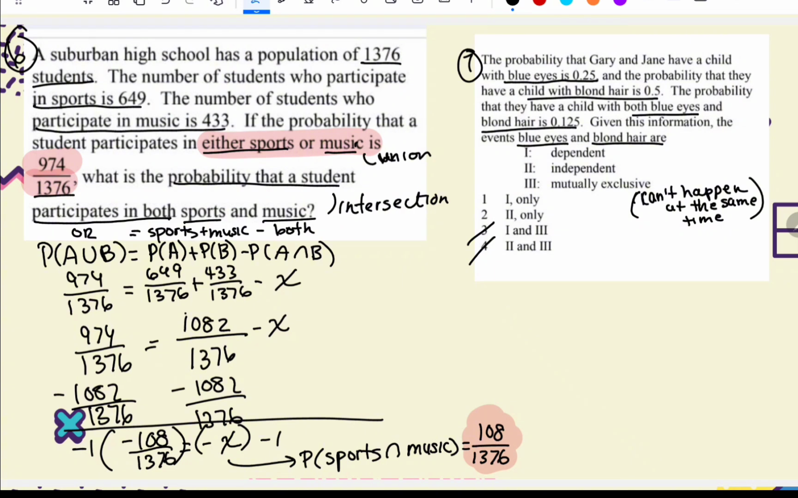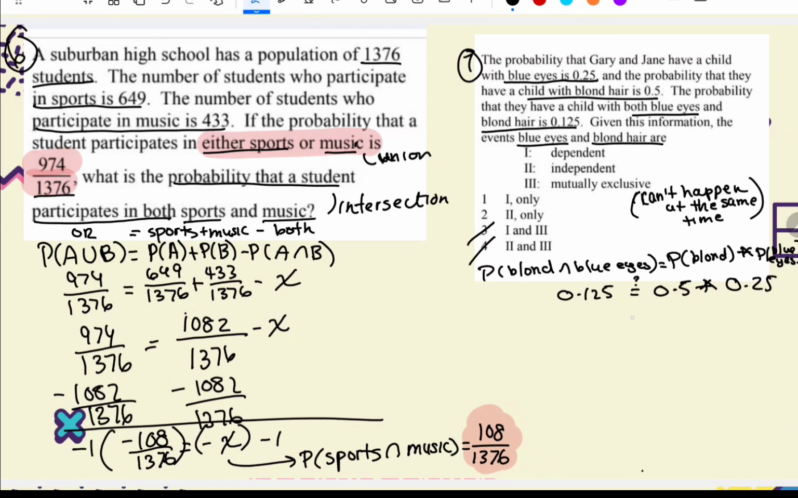Now, time to test whether they're dependent or independent. We know that to test independence, we can do the probability of blonde and blue eyes equals the probability of blonde hair times probability of blue eyes. We know the probability of blonde and blue eyes is 0.125. Does that equal the probability of blonde hair, which is 0.5, times the probability of blue eyes, which is 0.25? When we multiply them together, we get 0.125 equals 0.125. So we know that our events are independent. Answer choice 2 is our answer.